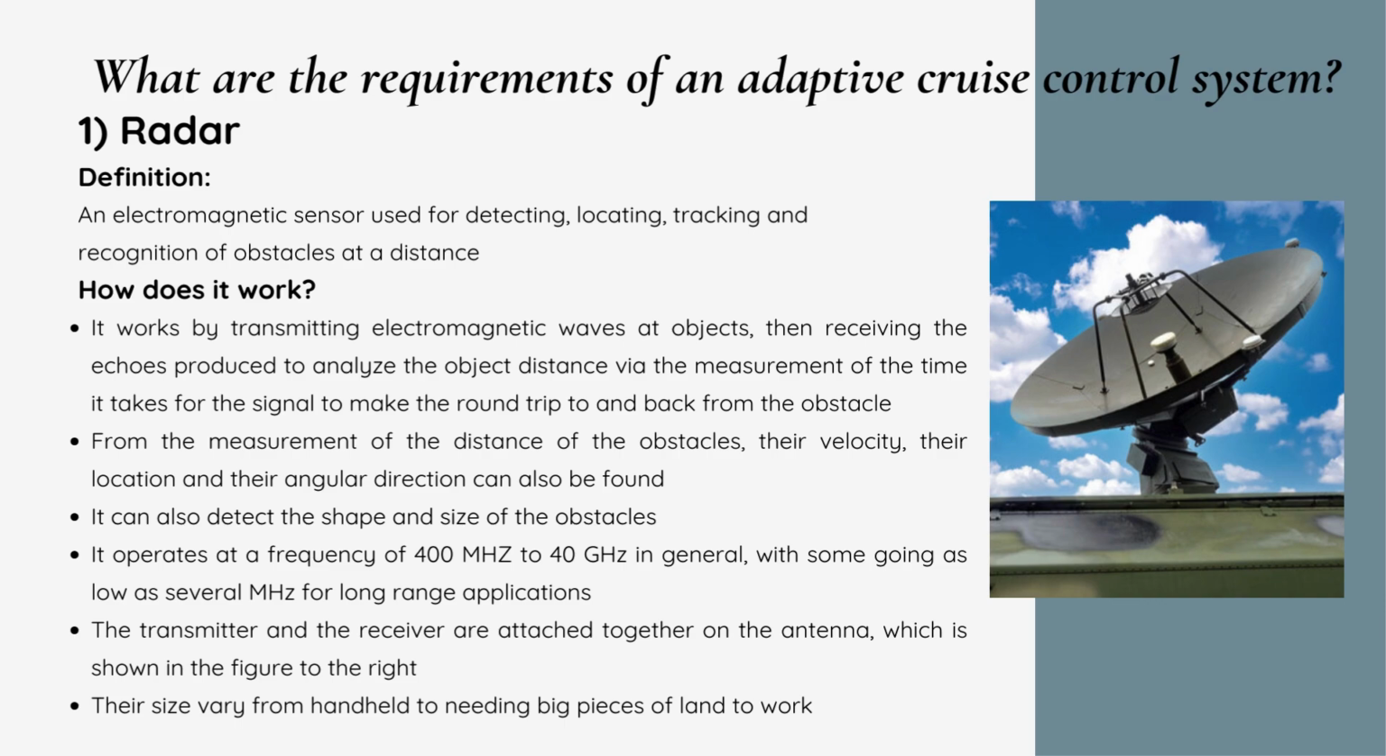Radar usually operates at a frequency of 400 MHz to 40 GHz, with some radar systems going as low as several megahertz for long-range applications. The transmitter and the receiver are attached together on the antenna, which is shown in the figure to the right here. The size of radar systems can vary from handheld to needing big pieces of land to work.